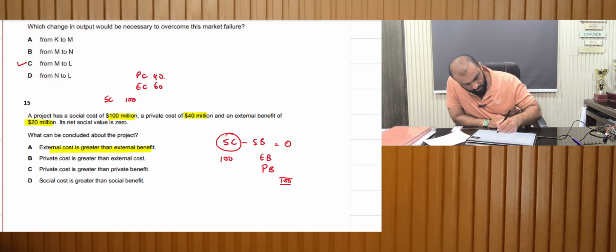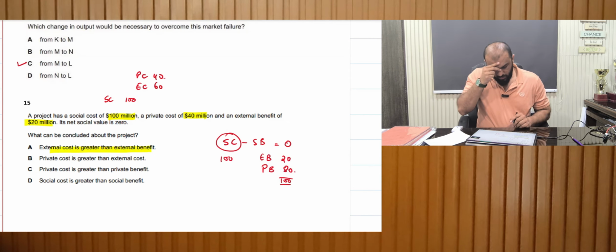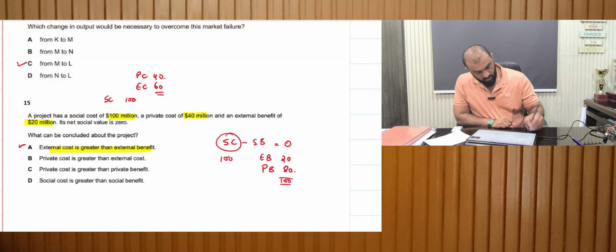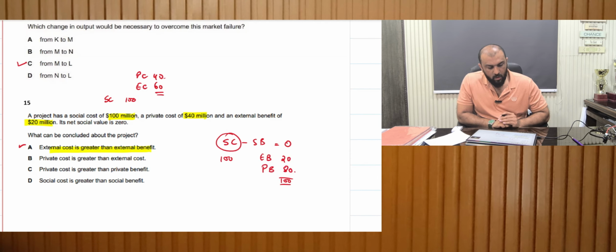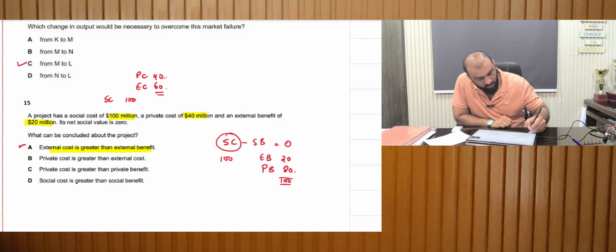which is 20. Okay, 20, private is 80. Sorry. All right. So, yes, the external cost is greater, external cost is 60. The private cost is greater than external cost. The private cost is not greater. It's 40 and 60. So, no.